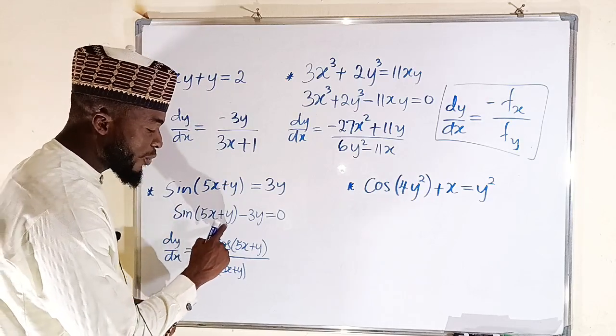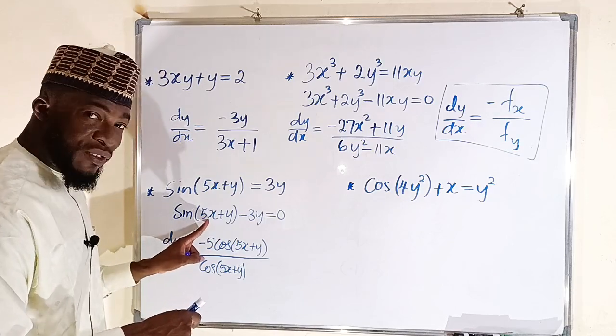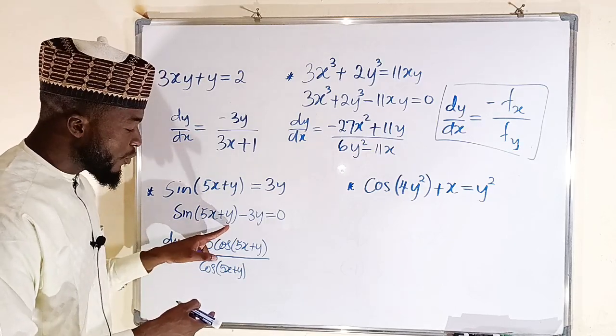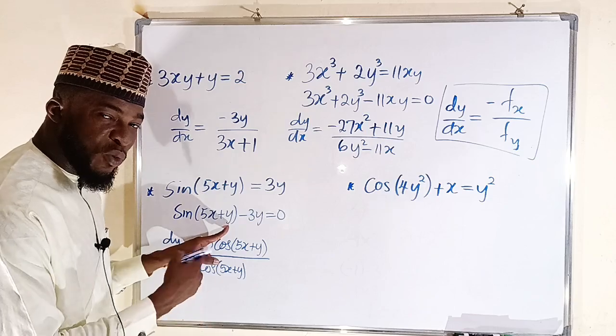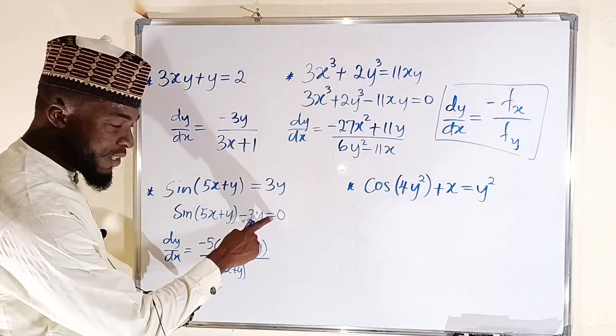The inner function is 5x plus y, but we are differentiating with respect to y alone. So this will be 0 because it is constant. But the moment you differentiate y, you get 1. So 0 plus 1 is 1. So multiplying the whole of this by 1 will not change it. Move to the next one.